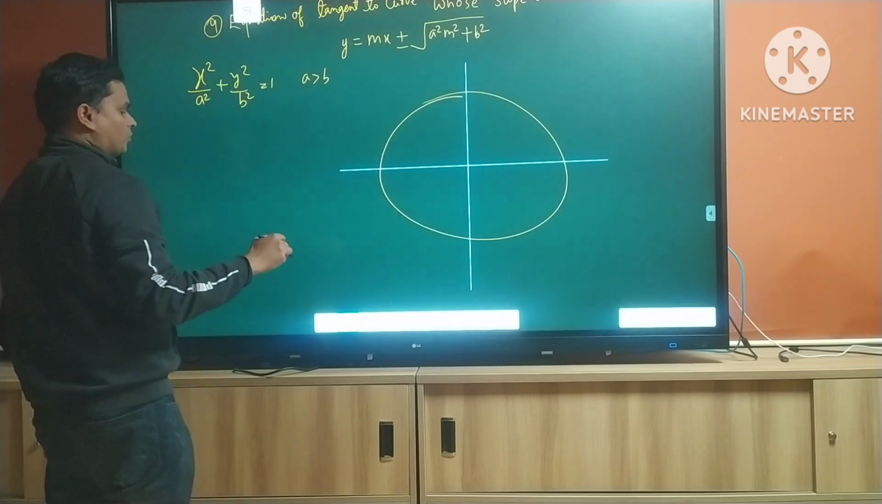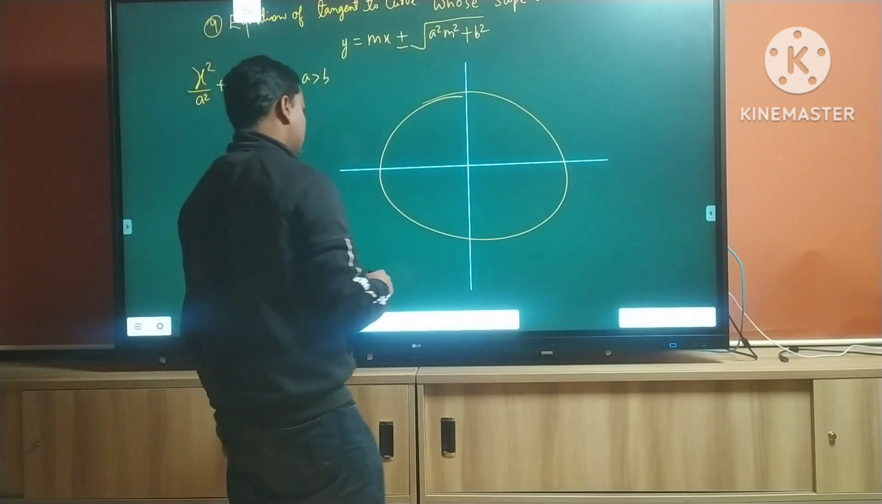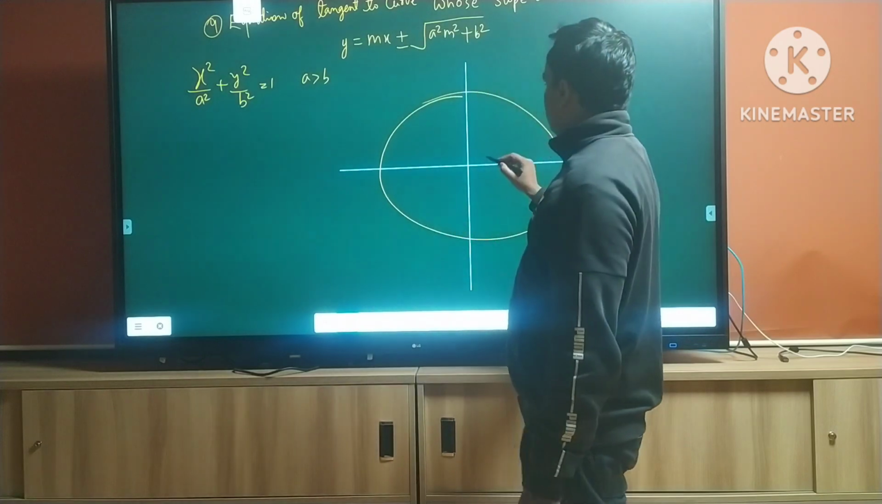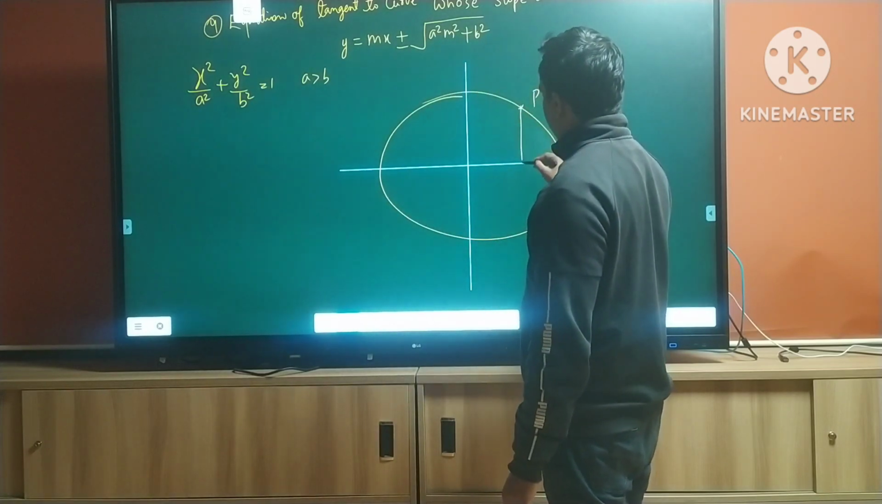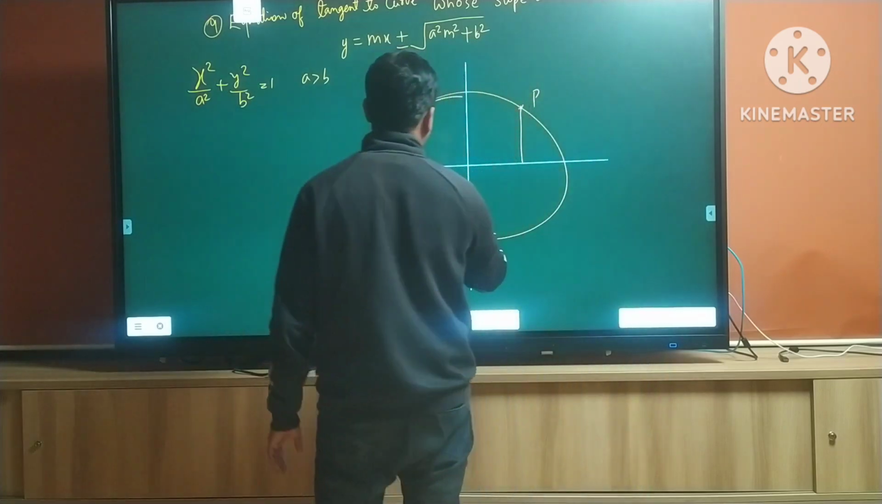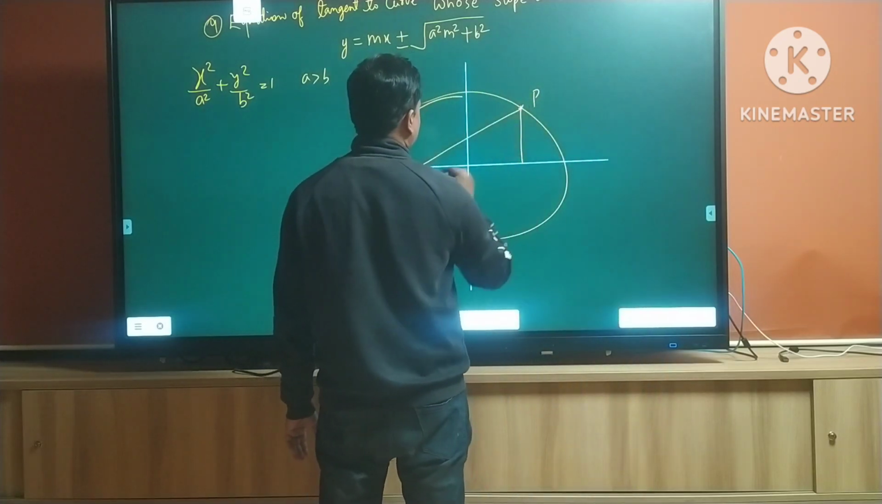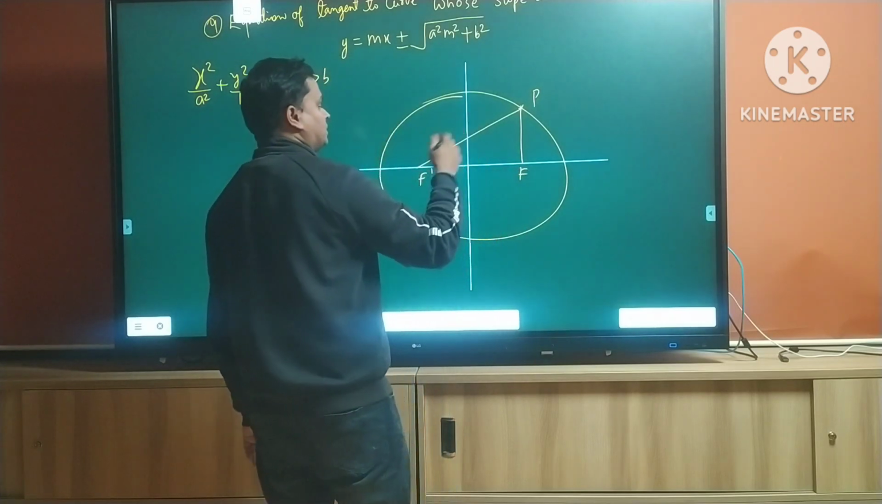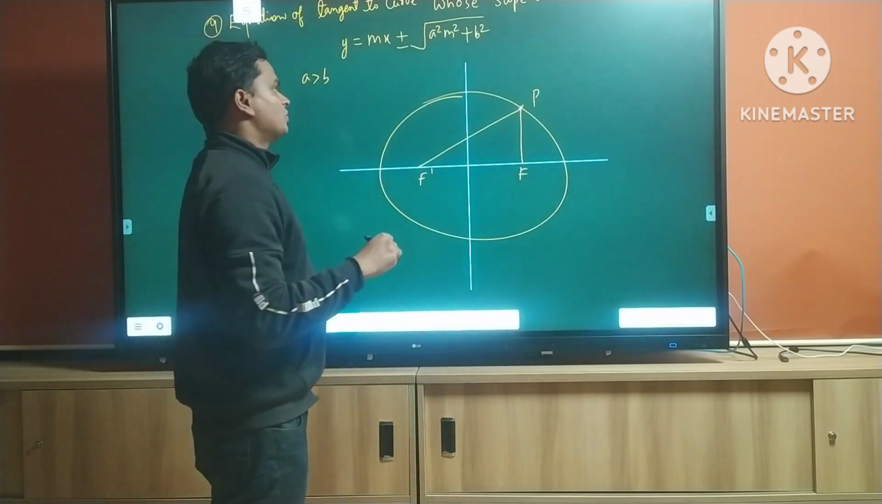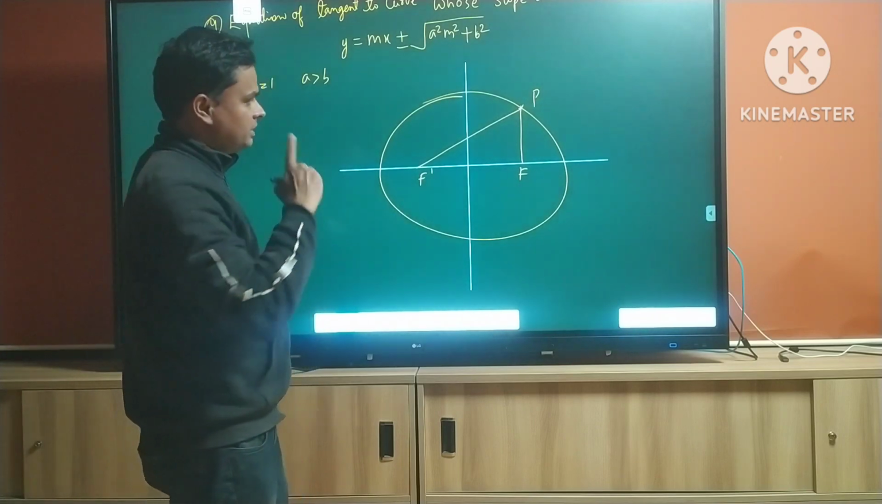Now what we need to prove? We need to prove that if I am taking any point P on the ellipse and I am measuring its distances from the two foci, this is one focus F' and this is the other, F, then PF plus PF' is equal to twice of a. We need to prove it, right?